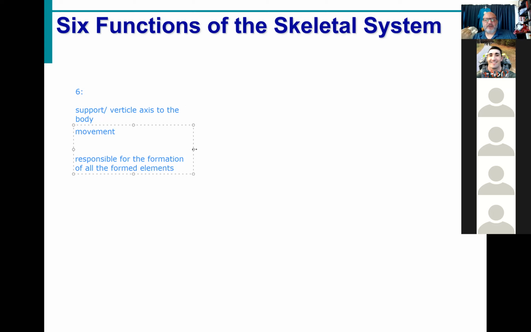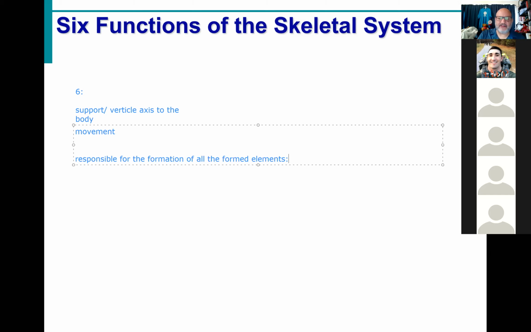Now remember, as we talked about, the formed elements are the red blood cells, the white blood cells, and the platelets. What component of the bone is responsible for the formation of all of the cells of the blood? The marrow, the inside of the bone. Excellent. You're absolutely right with the bone marrow. Although, could we be a teeny bit more specific? What type of marrow? Red bone marrow. There we go. That's what I was looking for. Red bone marrow. Excellent.